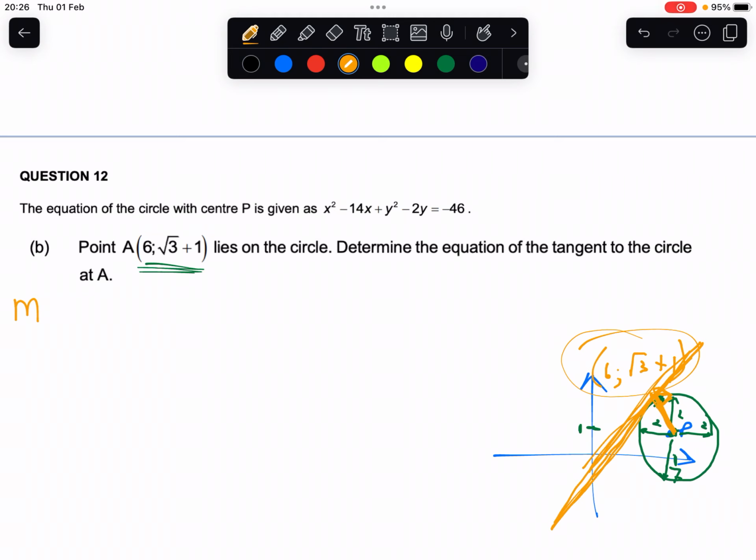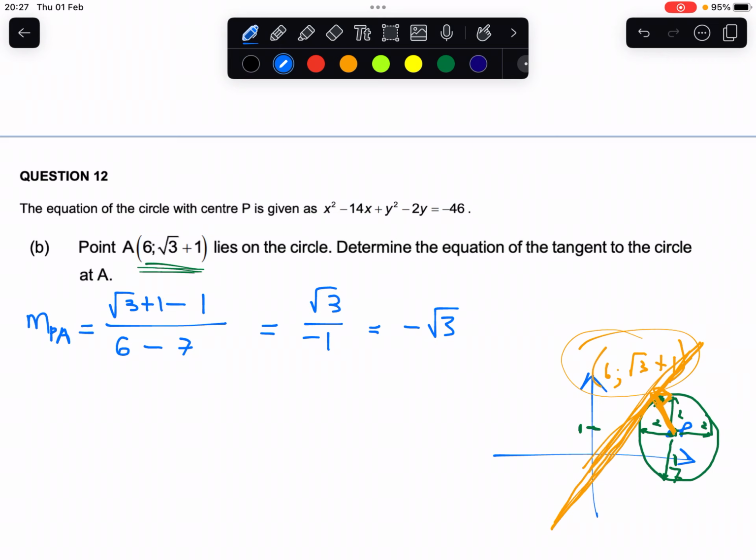Right, so let's start by finding the gradient. Oh, I don't really vibe with this orange. So we're going to find the gradient of PA, that little radius. So that's going to be, let's say, root 3 plus 1 minus the y coordinate of P, which is 1. And in the denominator, we have 6 minus 7, the x coordinate of P. So that ends up being root 3 divided by negative 1, which is negative root 3. Ah, nice.